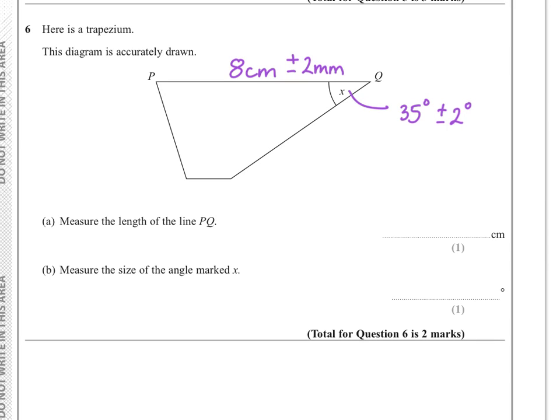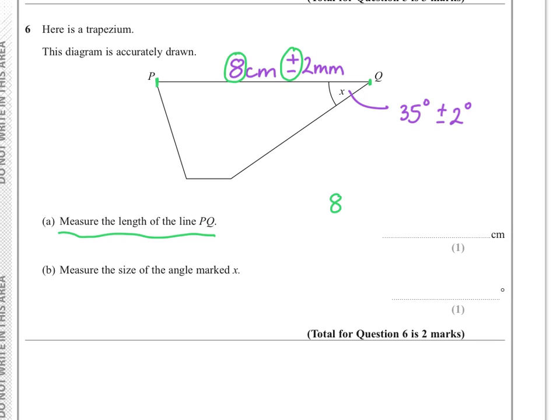Question 6. Here is a trapezium, and it says this diagram is accurately drawn. You have to measure the length of the line PQ. Well, this will be difficult to show on my computer, so I've given you the answers here, and I'm going to assume that you know how to place your ruler here at 0 and then measure in centimetres to get the answer of 8 centimetres. Now I've put plus or minus 2 millimetres here because in the exam it says that you've got plus or minus 2 millimetres accuracy. So let's have a little look at that, what that means.